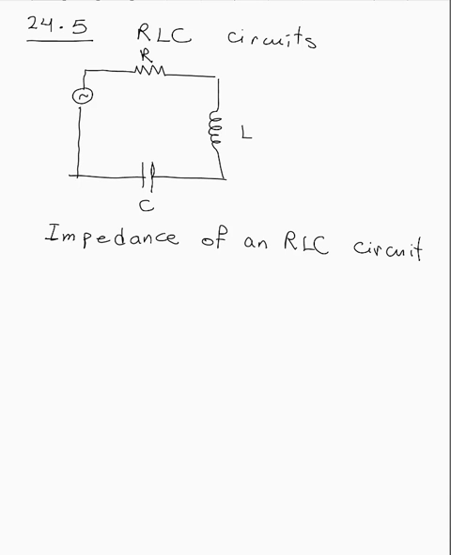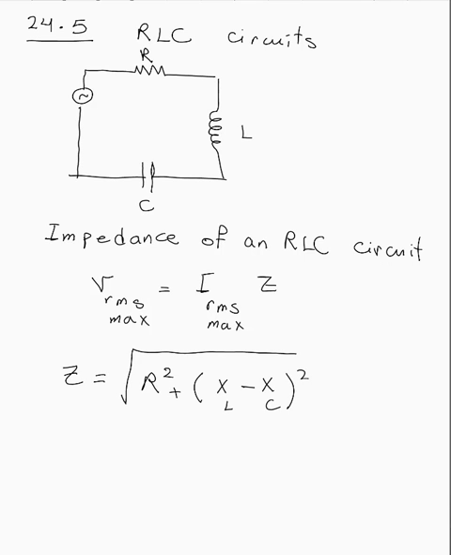As you expect, again, we will have the relationship between voltage and I, either in their RMS value or in their max or peak values, to be V equals I times Z. But now that we have the three elements in the circuit, what is Z? Now we can define Z by the following equation. Impedance for an RLC circuit equals the square root of R squared plus (XL minus XC) squared.